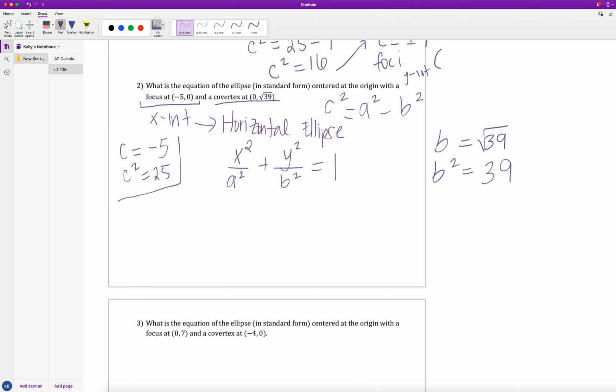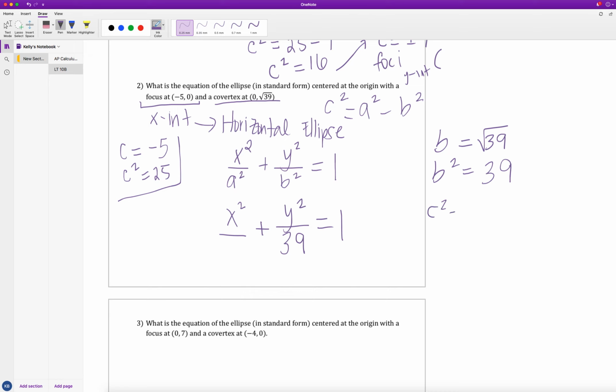Well, if I'm starting to fill out my answer, I can do that already then, because I will have x squared over something, which we'll have to find, plus y squared over 39 equals 1. The last thing I have to figure out is, what is this missing a squared? Well, I have c squared because they gave me my focus, and I have b squared because I have my covertex. So I'm going to go back and use this equation and actually solve for a squared.